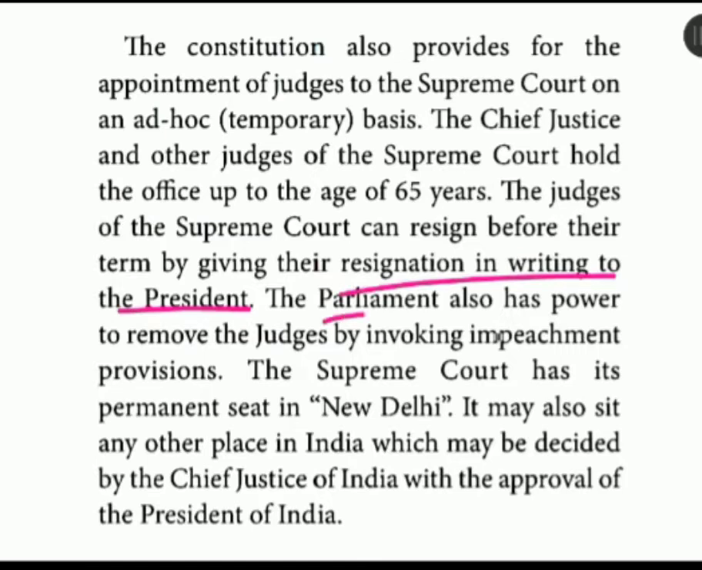Then the Parliament also has the power to remove the judges. When can the Parliament remove the judges? During the time of impeachment, by using the impeachment provisions. Impeachment, in the last class I told you many times, what is the meaning? It is a charge of misconduct. So that is impeachment. The Parliament has the power to bring impeachment over the Chief Justice as well as judges of the Supreme Court.